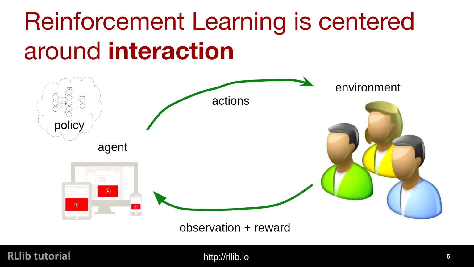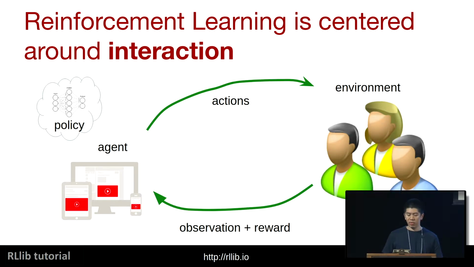So really the difference is reinforcement learning is centered around interaction with the environment, where your agent is not just making predictions, but is actually taking actions that affect the environment and getting returns from the environment and trying to hopefully improve its performance over time.